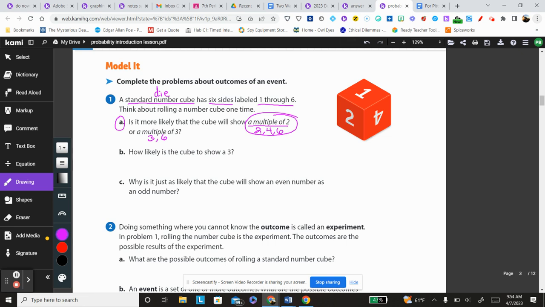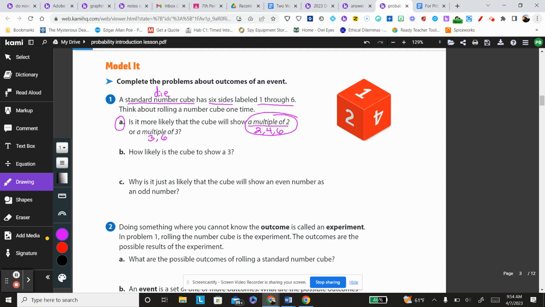All right, it says, how likely is the cube to show a 3? Not very. Why not? Because there are fewer multiples of 3s. No. It doesn't say to show a multiple of 3. Does it say how likely is the cube to show a multiple of 3, or how likely is it to show a 3? A 3. How many 3s are on the die? One. How likely is it to roll a 3?